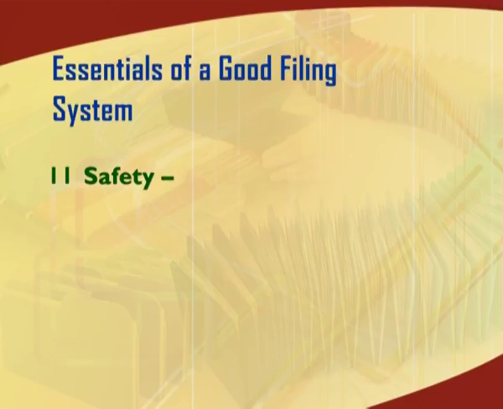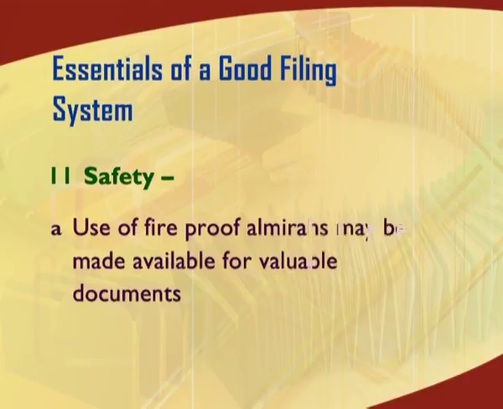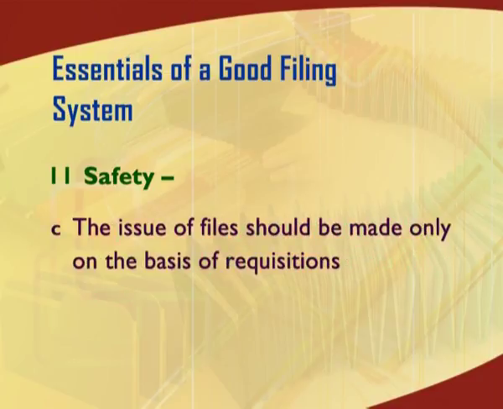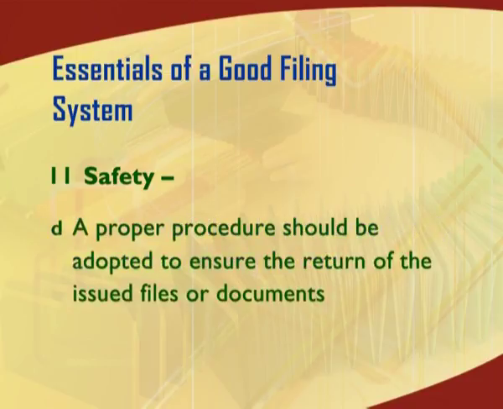should be one under which the safety of the documents from insects, dust, water, fire, theft, etc. is ensured. Steps should be taken to ensure safety. They are: fireproof almirahs may be made available for valuable documents. Entry to the filing section should be restricted only to persons of the filing section. The issue of files should be made only on the basis of requisitions. A proper procedure should be adopted to ensure the return of the issued files or documents.